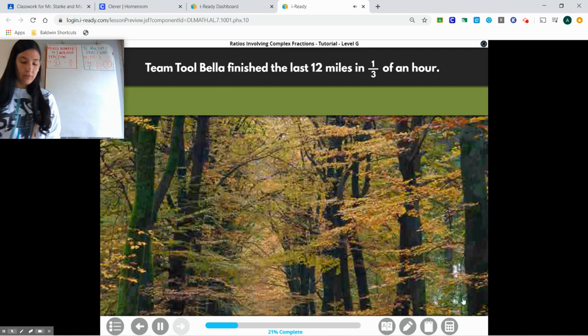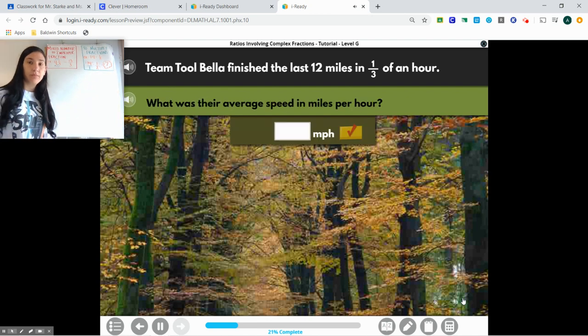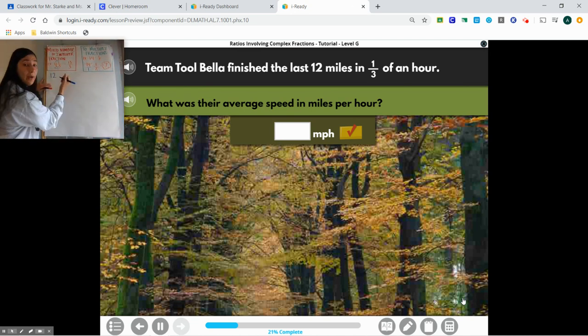Looks like Team Tool Bella finished the last 12 miles in 20 minutes. That's 1/3 of an hour. What was their average speed in miles per hour? Okay, so now this one's a little bit harder. If we think about this, this is saying 12 miles in 1/3 of an hour.